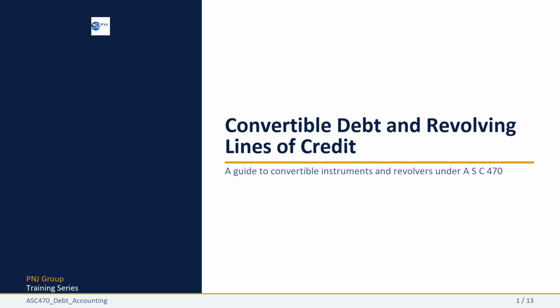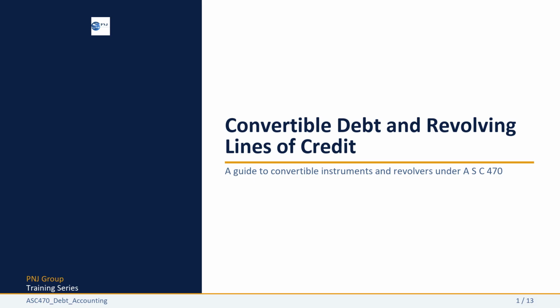Welcome to Section 6 of our ASC 470 Debt Accounting course. In this section, we are going to cover two topics that come up constantly in practice: convertible debt and revolving lines of credit. Both have specific rules that differ from standard debt, and one of them went through a major overhaul just a few years ago.